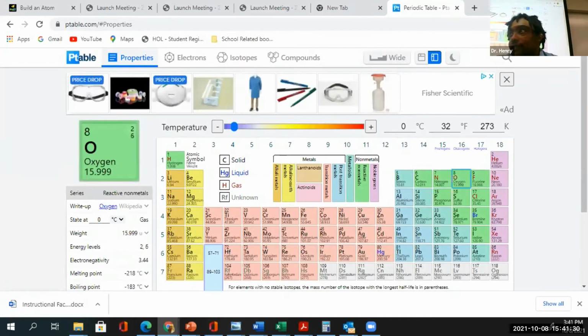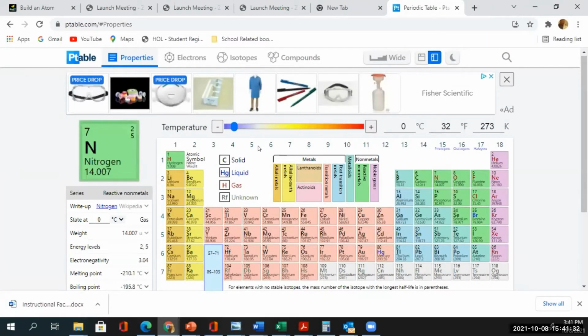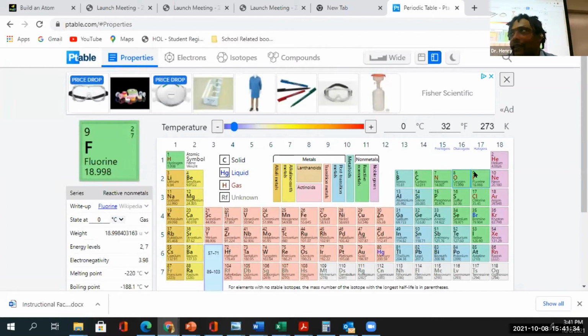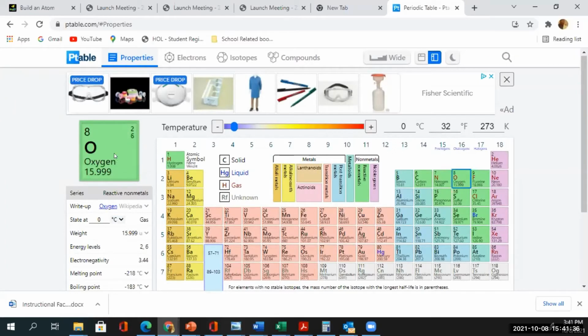Okay, so we're going to look at oxygen. Isn't it 8? That's right. It has 8, right? So this here represents the atomic number. The atomic number always represents the number of protons. So we know that it has 8 protons.